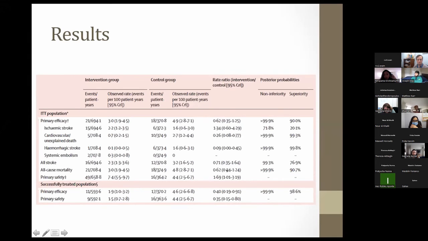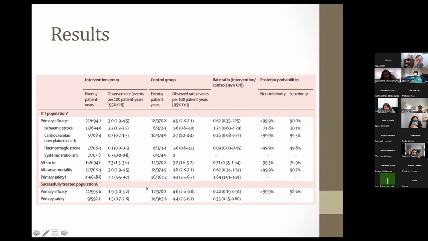Right. So you want to look at the rate ratio. That's a relative risk. For the primary safety concern, you see that the relative risk is 1.69, and the confidence interval is 1.01 to 3.19. So none of this crosses 1.